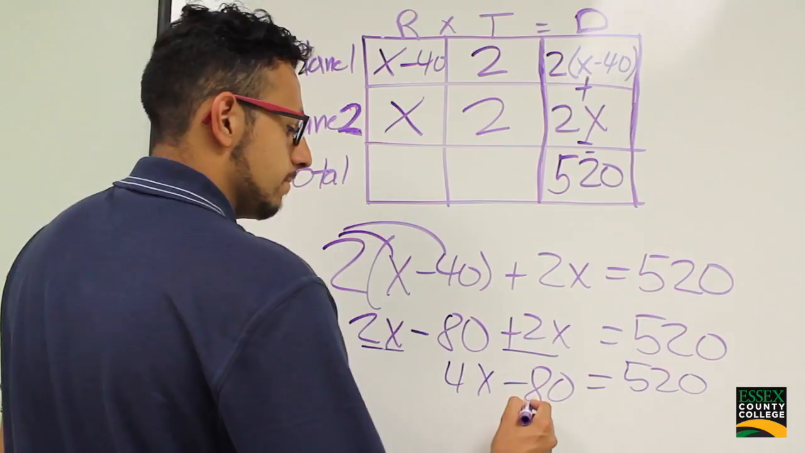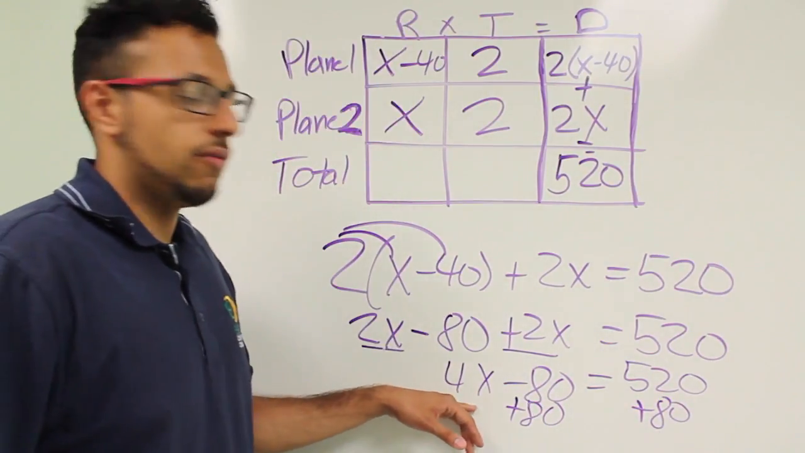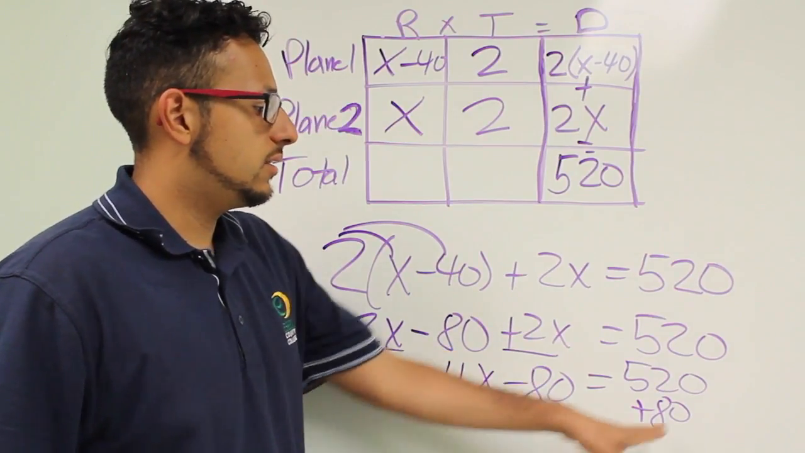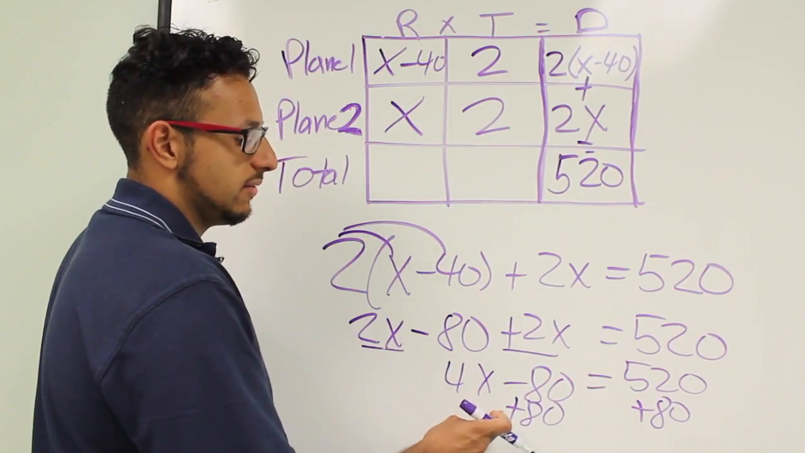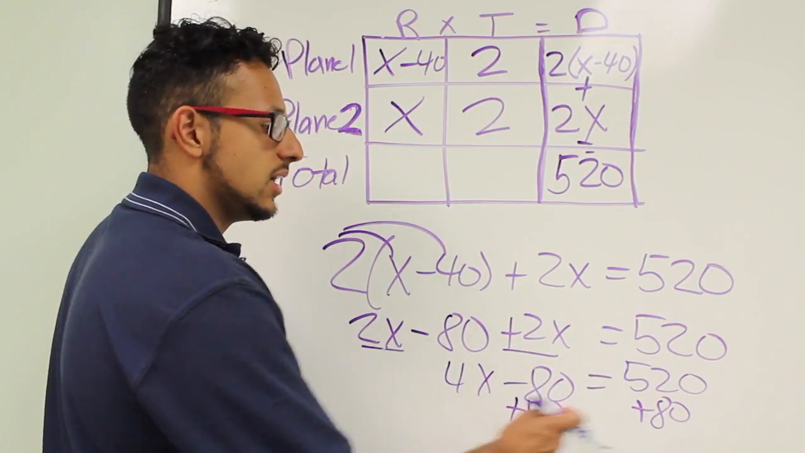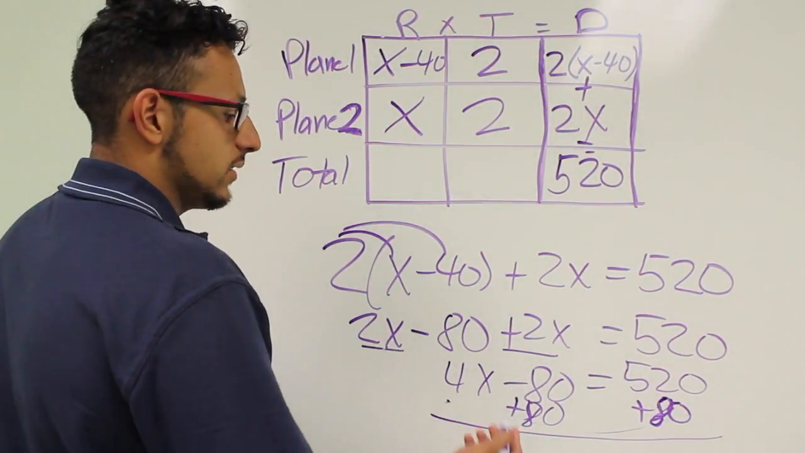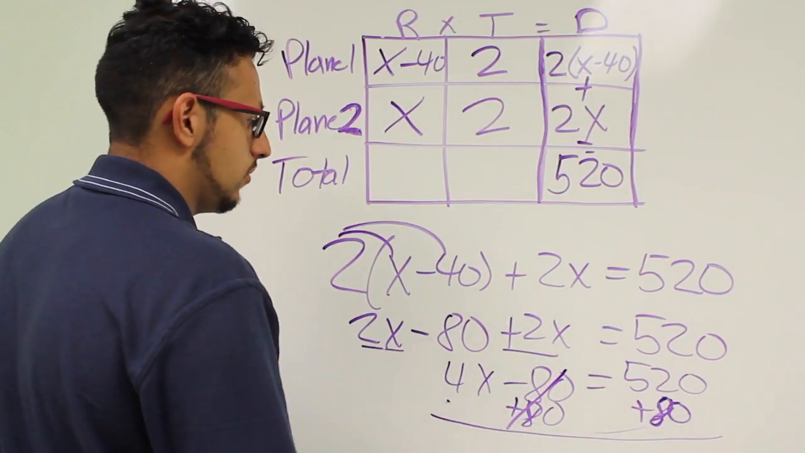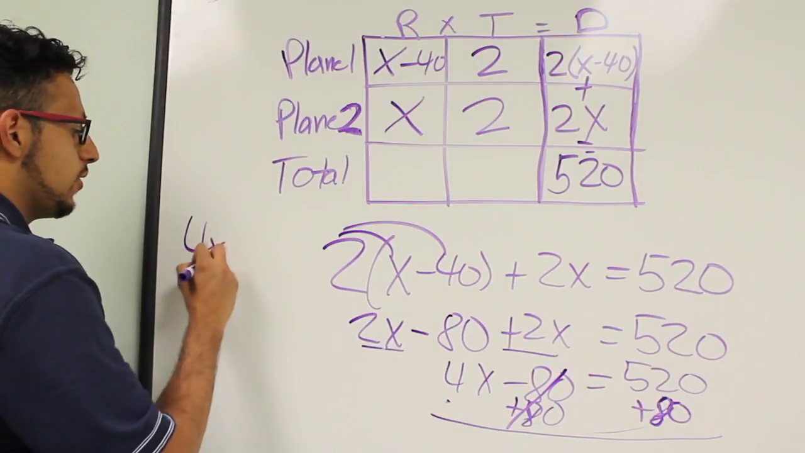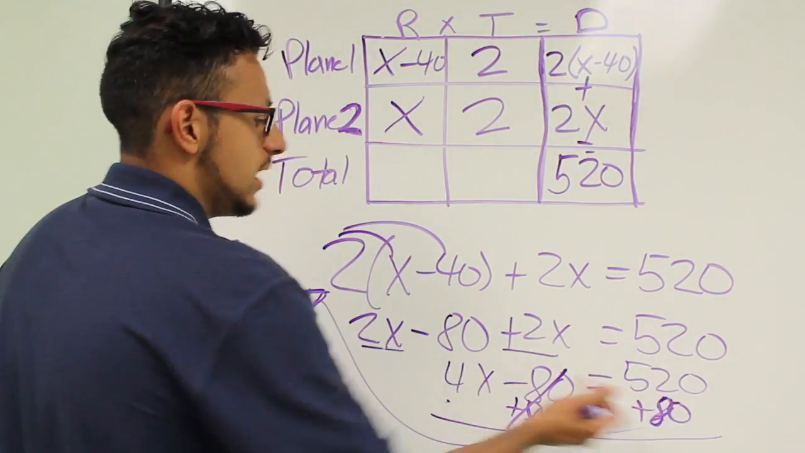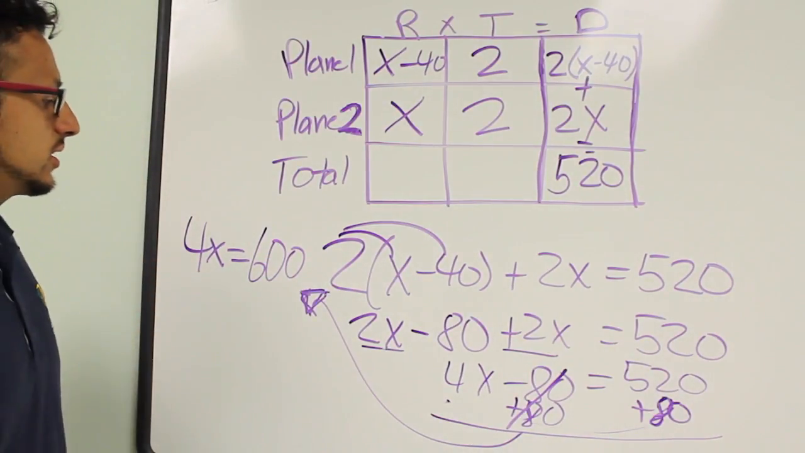Now we add 80 to both sides because we're trying to get x by itself. So we have to bring this minus 80 to the other side. To do that, we do the opposite operation, which is positive 80, to cancel it out. And what we do on this side, we also have to do on the other side. So negative 80 plus 80 cancels out, and we're left with 4x on this side. 4x equals 520 plus 80, which is 600. So now we have 4x is equal to 600.